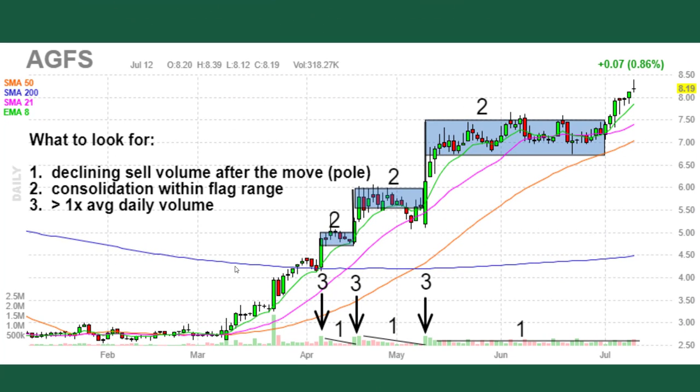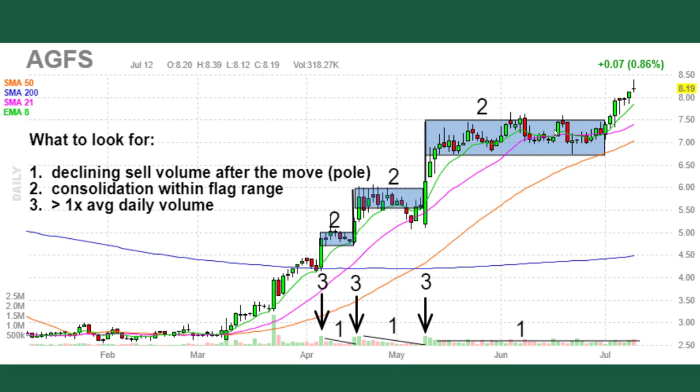So what I look for, and you'll see there's similar characteristics to these setups, and it's because they're similar setups. I like to see the move. I want to see that declining sell volume after the move. So we've got our spike, we've got our decline in volume in a tight range, and then we've got that break that's greater than 1 time average daily volume right here. And that'll put in another pole and another flag. Tight consolidation, declining sell volume, and then we've got another spike to put in another pole and a really long base right here.